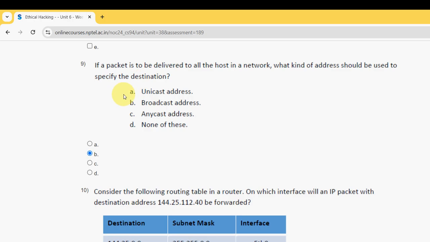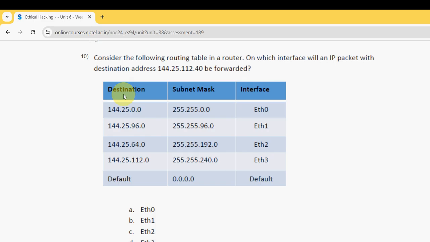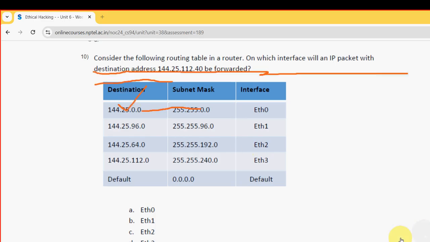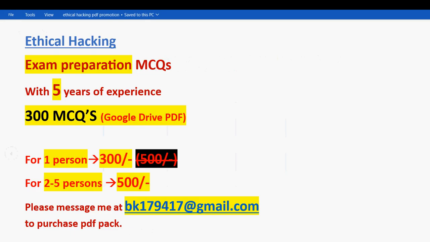And moving on to the final question of the assignment, that is 10th one. So consider the following routing table in a router. On which interface will an IP packet with a destination address 144.25.112.40 be forwarded?